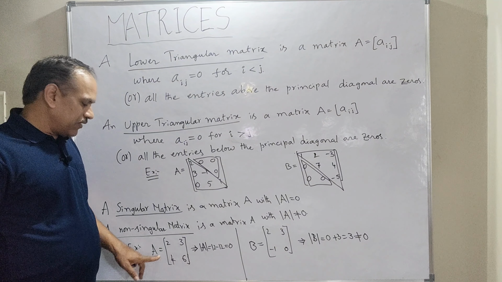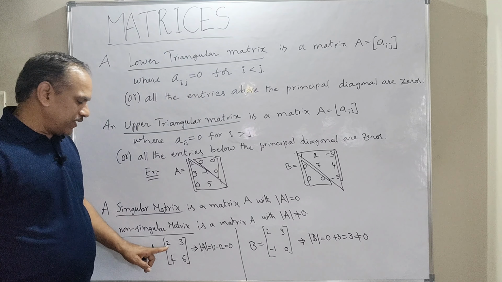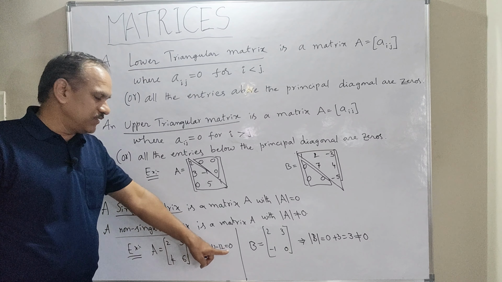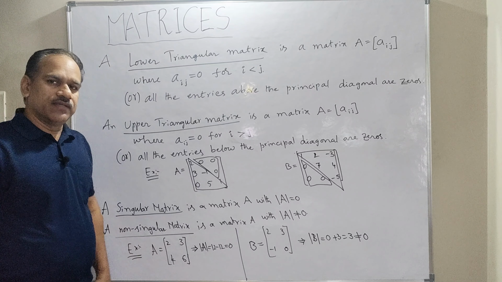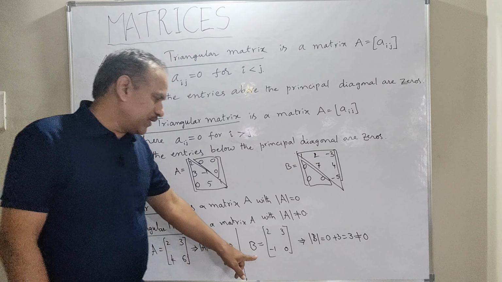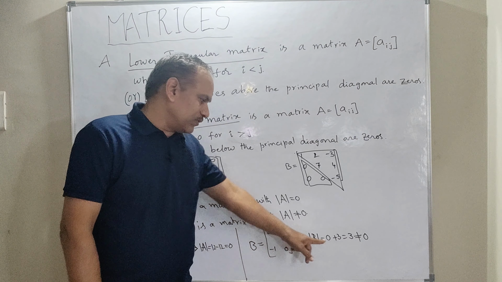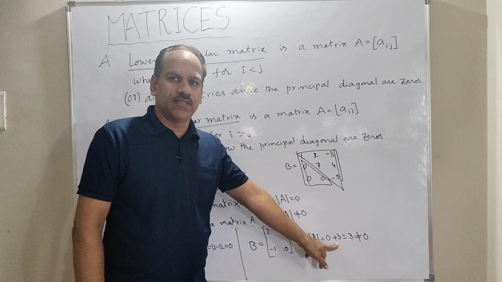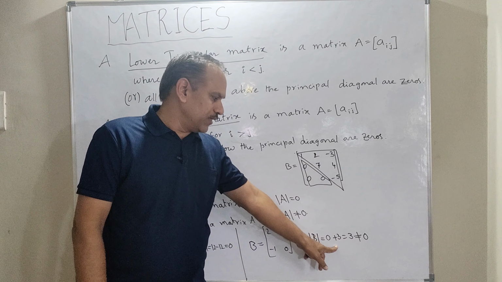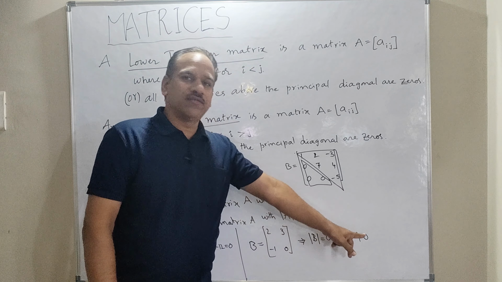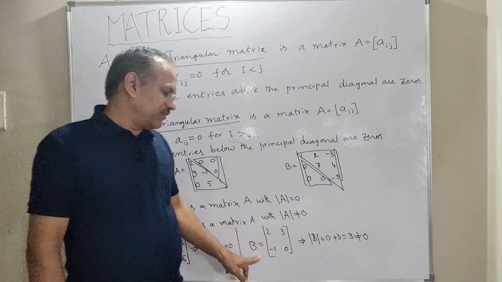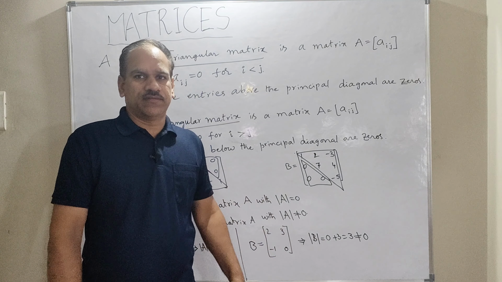For example, if you take A equal to 2, 3, 4, 6, the determinant is 2 into 6 minus 4 into 3. See, the determinant is 0. Therefore, A is a singular matrix. If you take this matrix, the determinant is 2 into 0, 0, minus 1 into 3, plus 3. Right? Minus of minus 3. So the total is 3. That means it is non-zero. The determinant is non-zero. Therefore, B is a non-singular matrix.